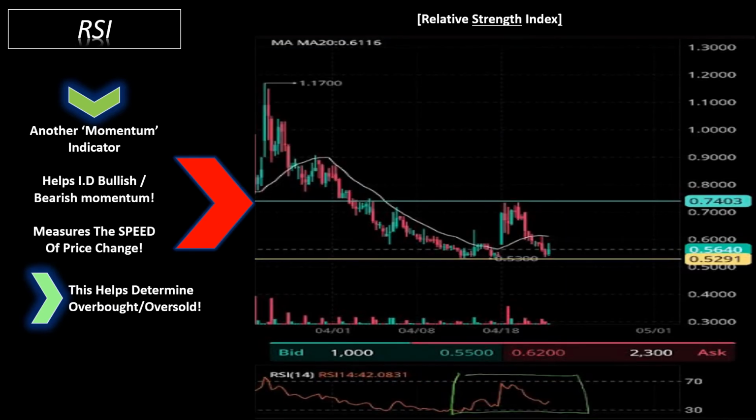Alright, for those who do not know, the RSI is the relative strength index. It too is a momentum indicator. Now, this one in particular tracks the speed of the price change, so it's pretty aggressive in terms of the very, very short term, but however, it can be applied to the long term as well.